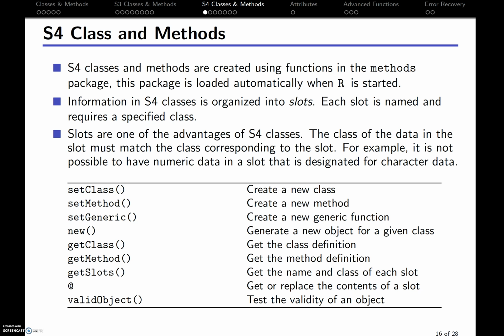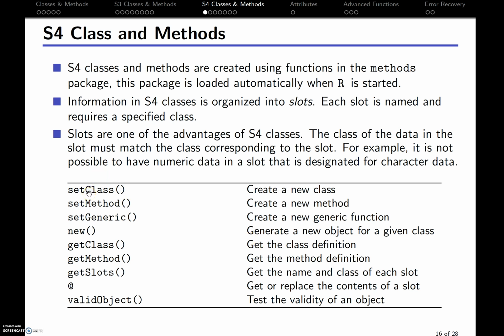The class of the data in the slot must match the class corresponding to that slot. So, for example, it's not going to be possible to have numeric data in a slot that's designed for character data. And we actually saw the opposite of that before, where we had stored in the infant S3 class character data in a numeric data location. So remember, it was the months age of the child, and we put 3 MON, 6 MON, and so forth. It allows us to do it because it's not checking that the individual locations or elements of the method within the S3 class have particular structures. And this is the advantage, again, of S4, is that it has that general higher structure.